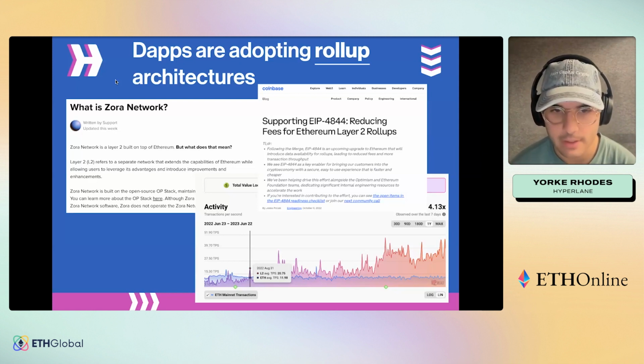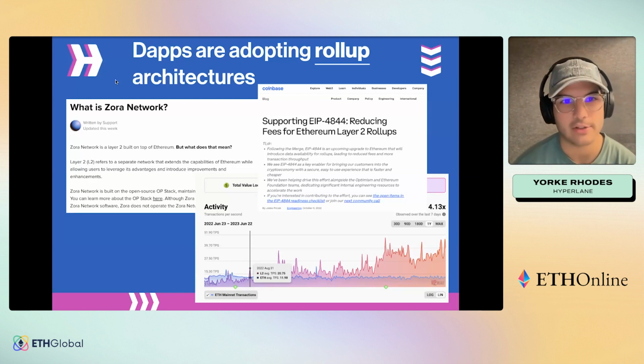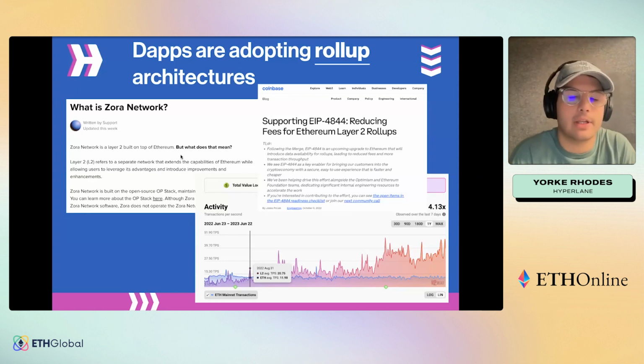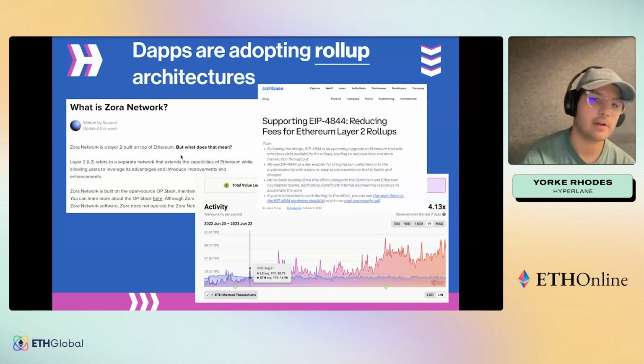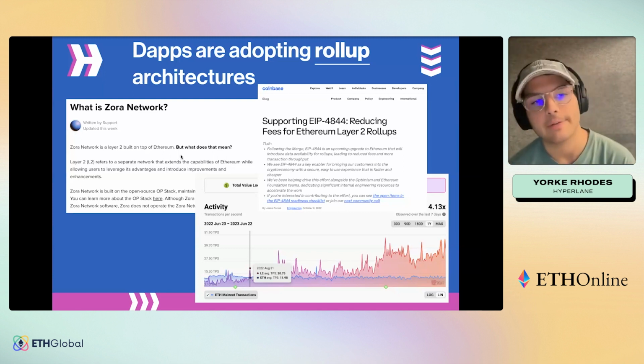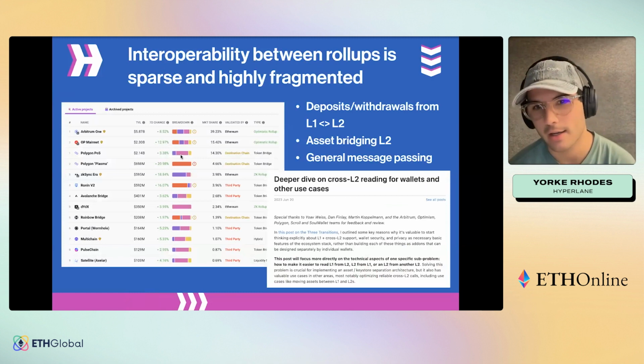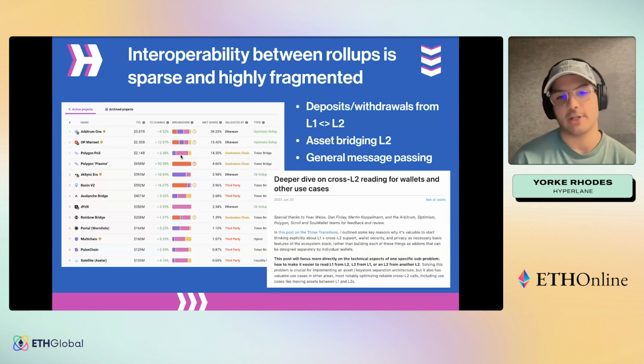And actually over a year ago now, the transactions per second on L2s in aggregate crossed over. We have Coinbase bought into this. Applications are building application-specific rollups. So it's cool, it's exciting, we're solving the scaling problems, but we have new problems. And the new problems are fragmentation.